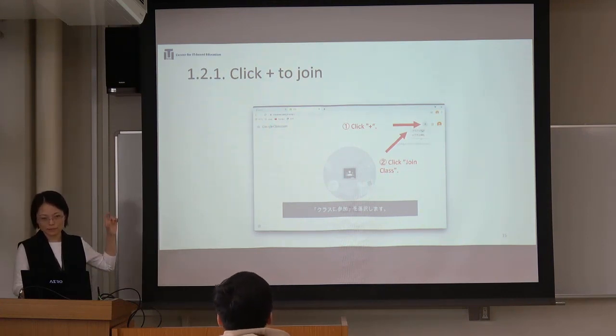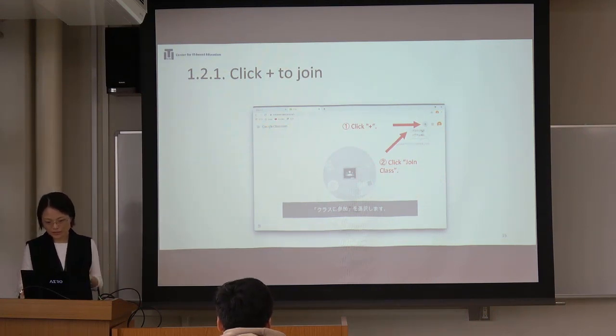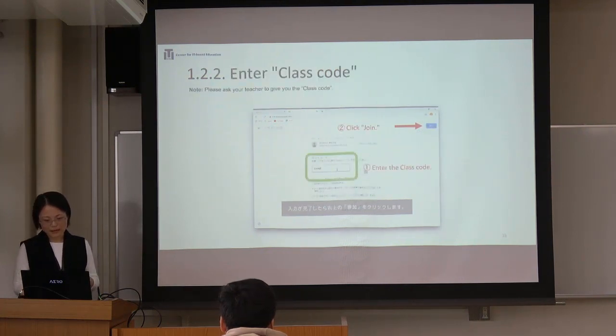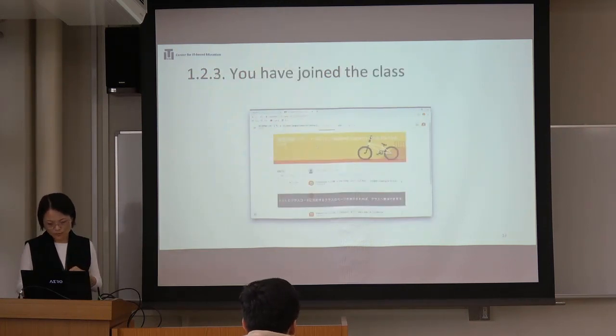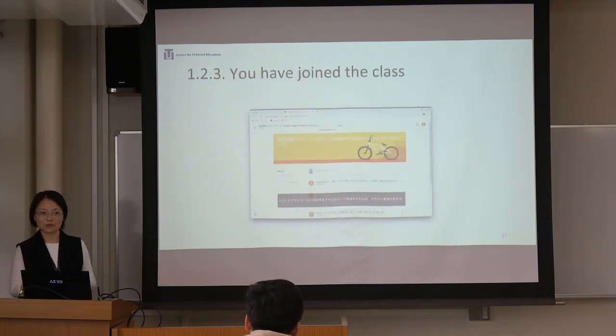So when you click that plus button, what happens? You will see a drop-down list, and then you click the first one. First one is to participate in a course. So you click that, join class, and then you enter the class code given by your teacher. And you will be inside the course.